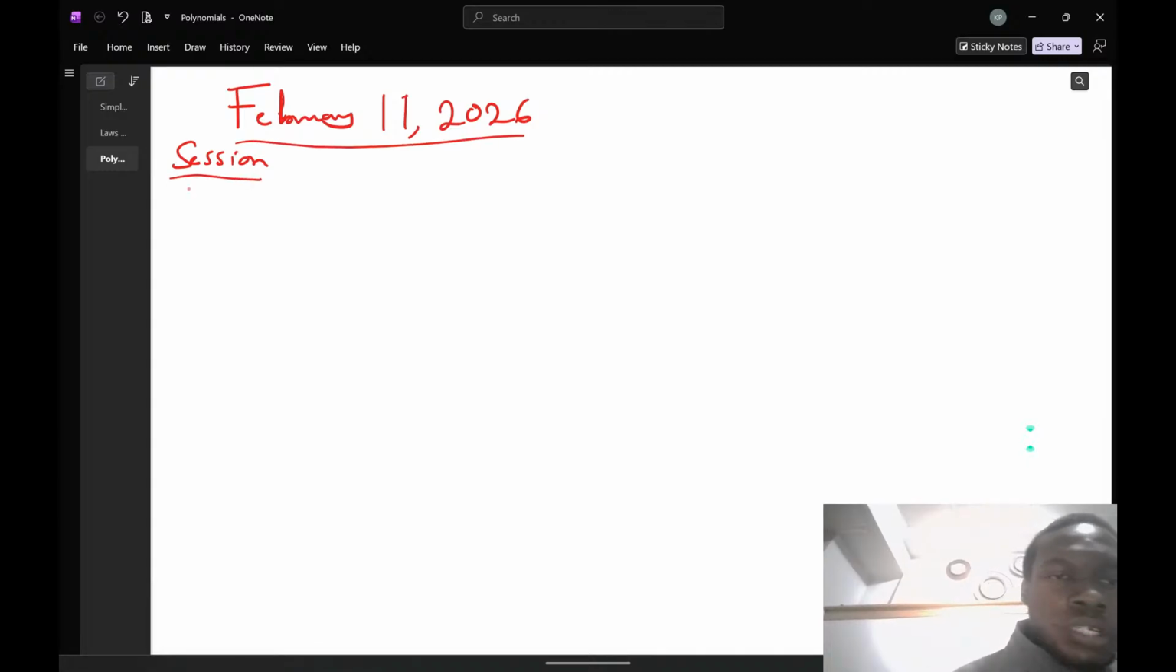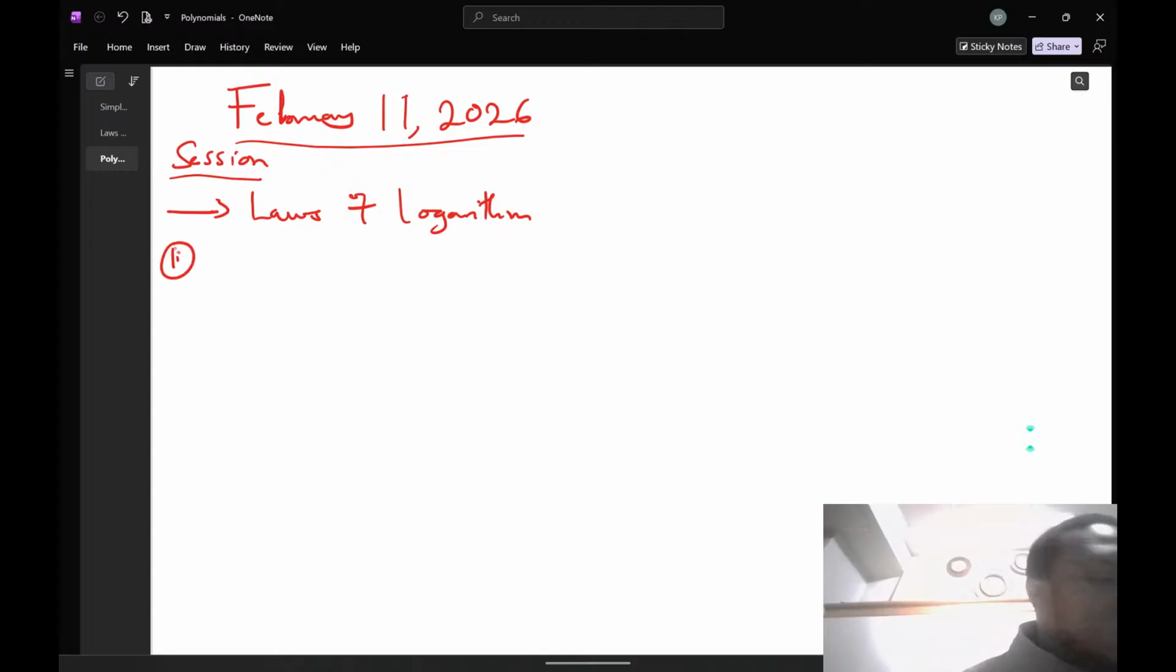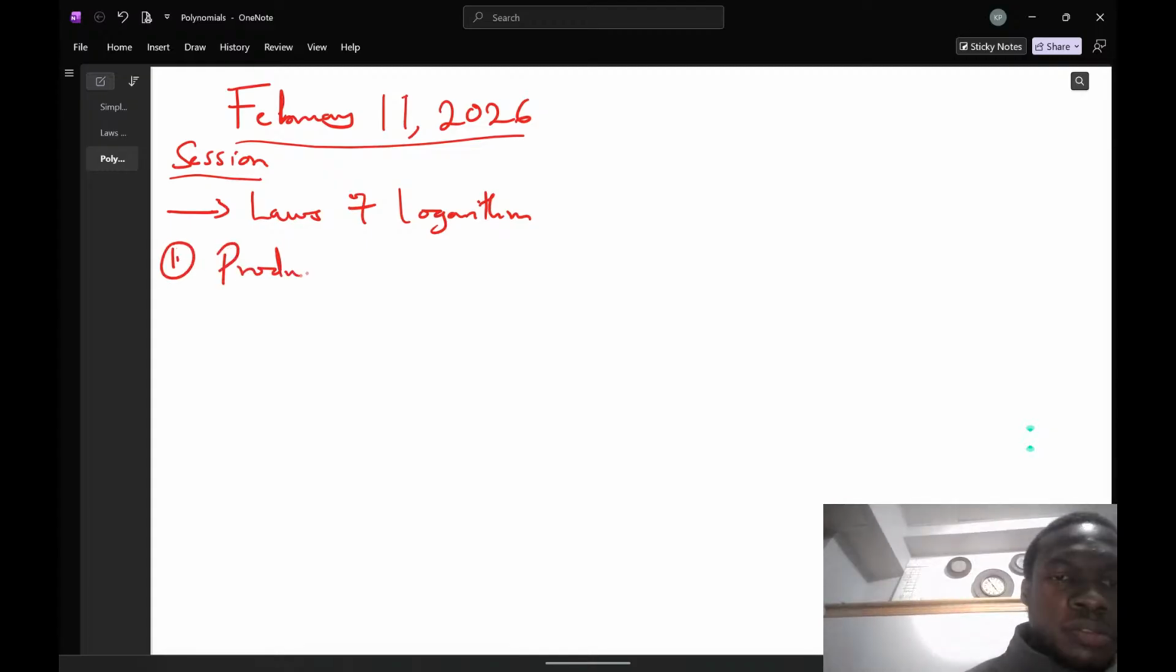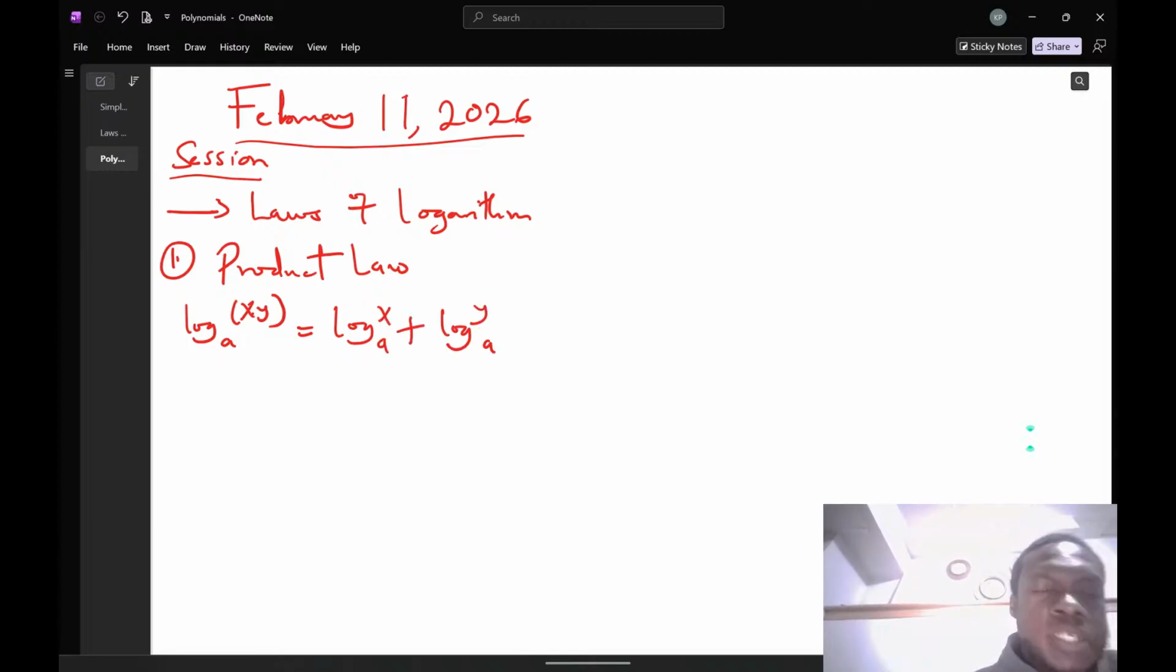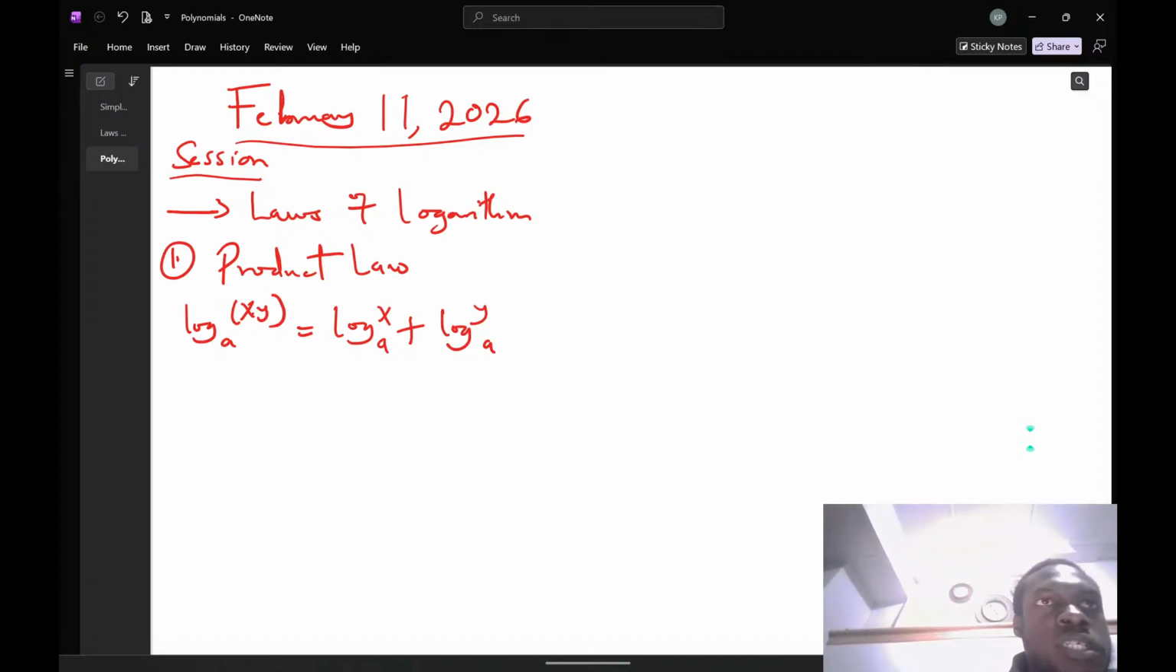And I was talking about the laws of logarithm, okay? I'm going to write them out again. In the laws of logarithm, I talked about the product law. The product law says that when we have log xy base a, with the same base, we are going to split it into two. The relationship between them will become a plus. So that will be log x base a plus log y base a. This is what the product law signifies.